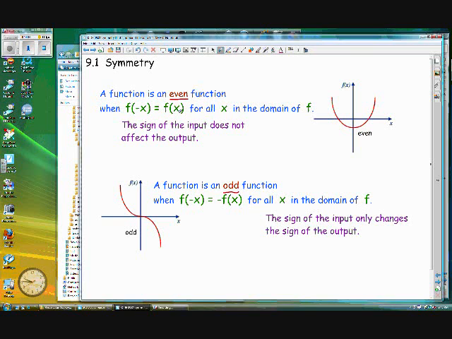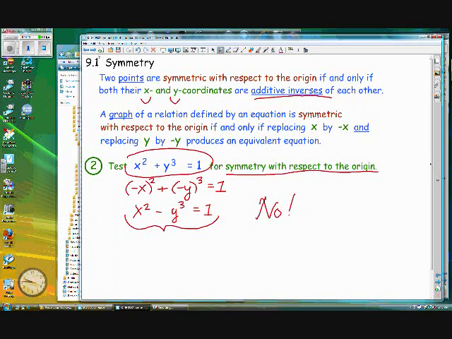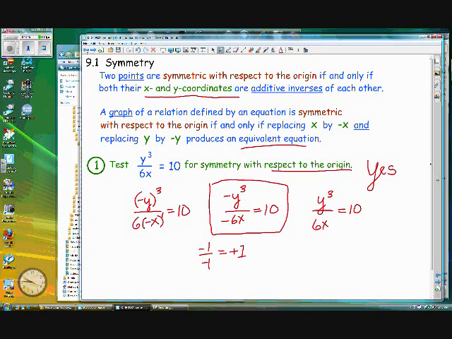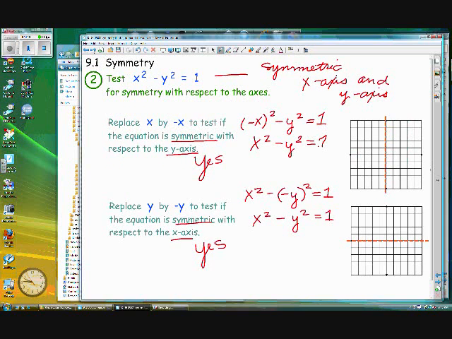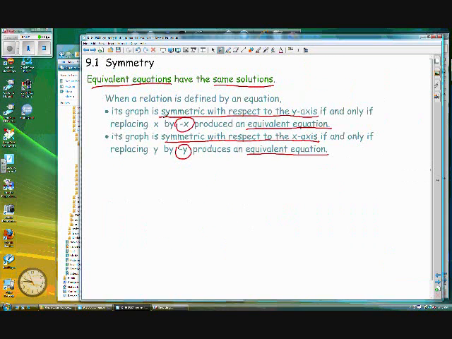But we were just talking about that. What did we say when we talked about symmetry? Let me back up to here. Oh, that's good right there. A graph is symmetric with respect to the y-axis if and only if replacing x with a negative x gives you an equivalent equation.